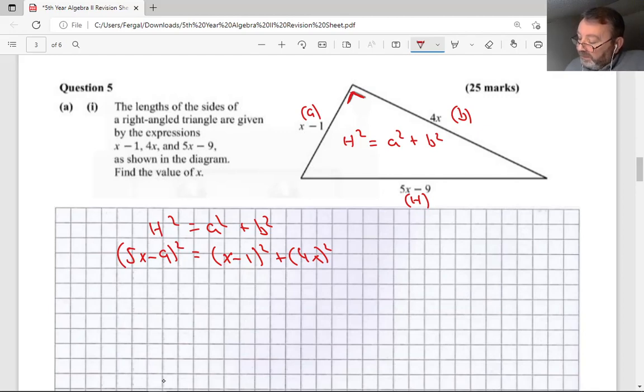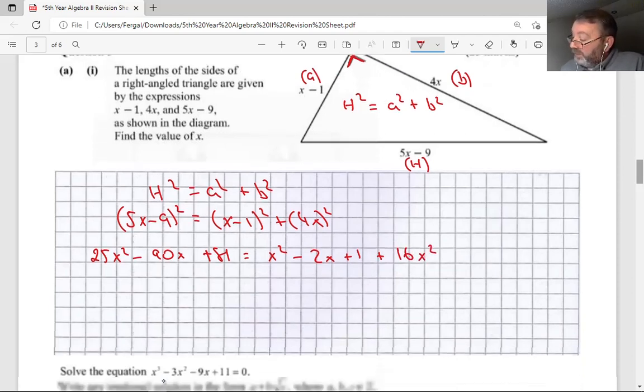5x squared is 25x squared. Minus 9 squared is plus 81. Multiply the two together, that's going to give you minus 45x, and double the result, minus 90x. And that's equal to, again, binomial, x squared plus 1 minus 2x. And finally here, be careful, because both of the numbers in the brackets have to be squared. So the 4x squared becomes 16x squared.